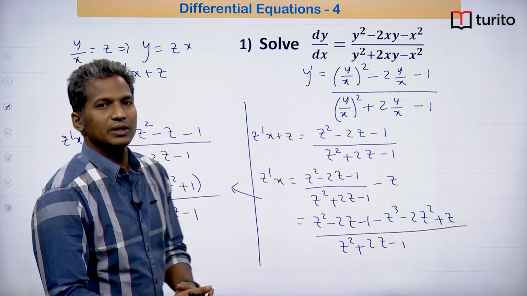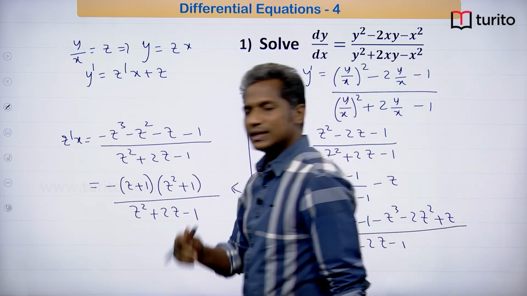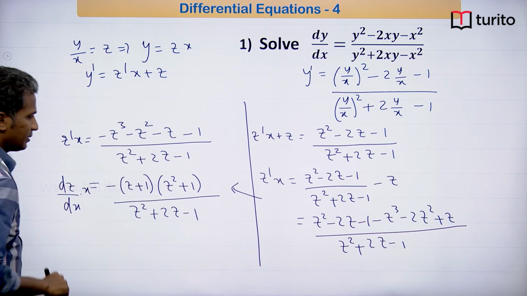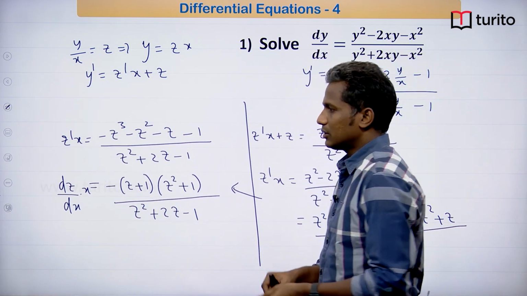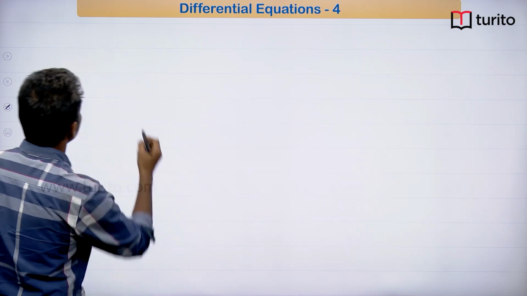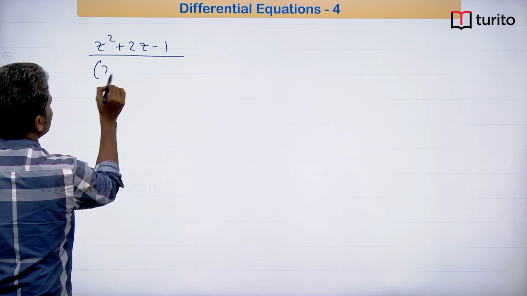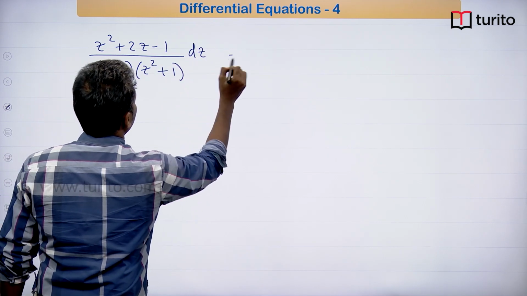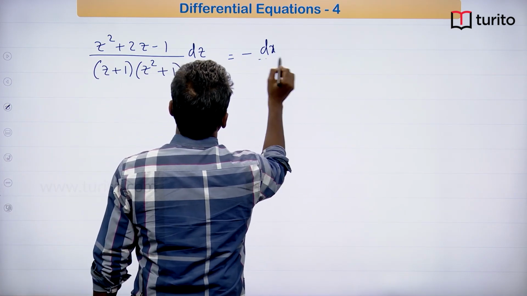So, this is our sheer luck. Luckily it got simplified. Now, we know that z dash is basically dz by dx into x here. So, what is our target? To go for the variable separable. So, let me take all terms of z to LHS and all terms of x to RHS. So, what do we get? z square plus 2z minus 1 by z plus 1 into z square plus 1 into dz, and there is one minus sign involved, I will keep that with x. So, here we will get dx by x.